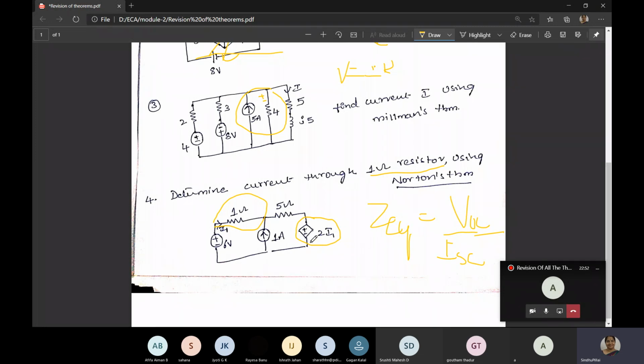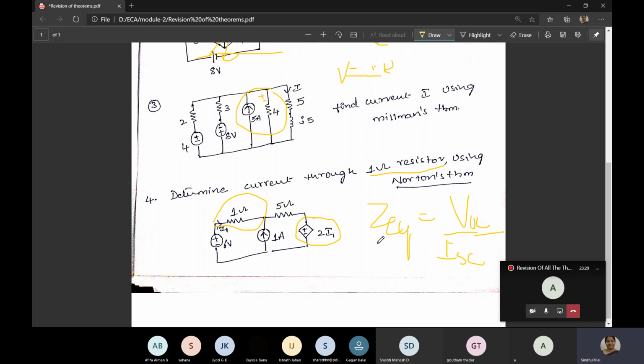So whenever we have a dependent source, you have to go with a formula like this. You have to find both the open circuit voltage and short circuit current, and then put the Norton's equivalent. If you don't have a dependent source, then it is very simple. Looking from the load terminal, remove all the sources. That means the voltage source should be shorted and the current source should be opened. And you have to check how the resistors are, whether they are in series or in parallel. If we have a dependent source, you have to go with this formula.